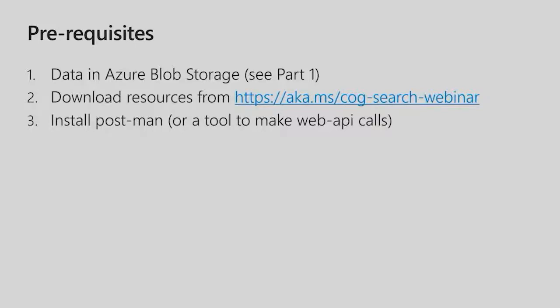Before we can use cognitive search programmatically, there are a few prerequisites that you need to follow. First of all, you need to have some data in Azure Blob Storage. We have done this in a previous video, so you may want to take a look at that if you don't have that already. There are some resources that you can download as well. The URL is on the screen. And these resources will have the content of the REST API calls that we will be making, so that you don't have to type all that text from scratch. And last but not least, if you have not already installed Postman or a tool like Fiddler in order to make the REST API calls, you may want to do that as well.